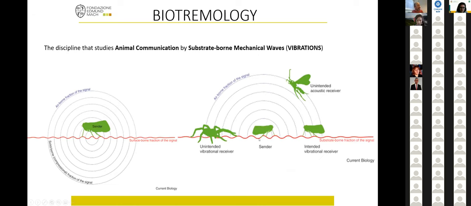Biotremology was defined in 2016 in a Current Biology journal, for the first time, as a separate discipline from bioacoustics. And what does this discipline study? Animal communication by means of substrate-borne mechanical waves, which we can call vibrations. When insects emit vibrations, they transmit a message, a signal, along the surface that can be intercepted by other unintended or intended vibrational receivers.